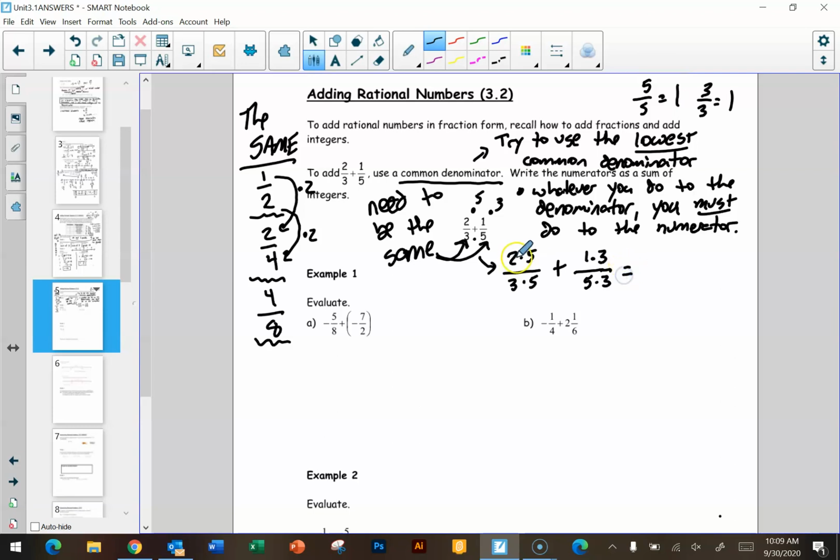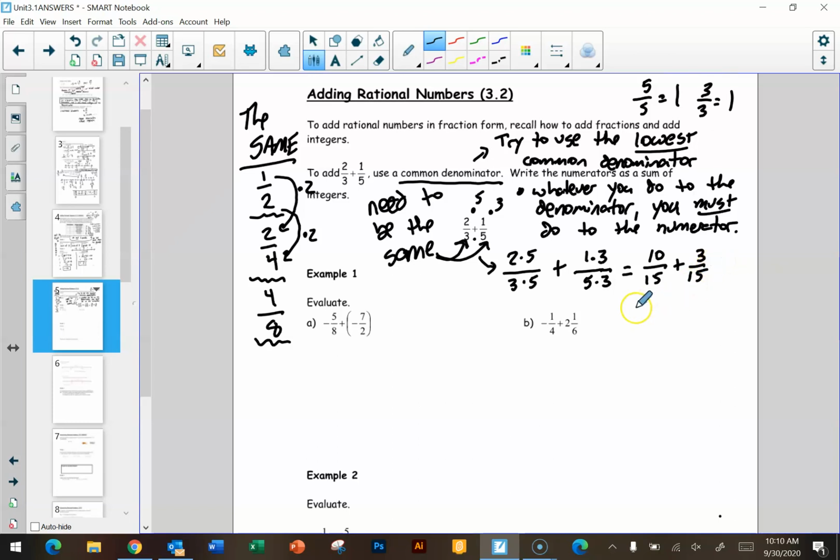So if we take it a little further, 2 times 5 is 10. And then 3 times 5 is 15. And then we've got to add 1 times 3 is 3. Okay? And 5 times 3 is 15. Now here's the important part. The denominators are now the same. Okay? Denominators are now the same, which means we can actually add these.